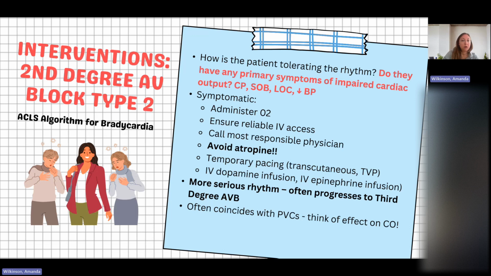So how are we going to treat this? Again, we're going to see if our patient is actually tolerating this rhythm. We're going to look for those signs of low cardiac output. Same thing if they're symptomatic: we're going to start with our oxygen and IV access. We want to call our MRP. The key point between the type 1 and type 2 for second degree is that we want to try to avoid atropine with our type 2. It's often ineffective with our Mobitz 2 and can actually worsen the block because usually it's beyond that AV node. So instead, we want to go towards temporary pacing. Usually that would be transcutaneous first and then hopefully transvenous if needed. And we can consider our dopamine and epinephrine infusions for hemodynamic support.